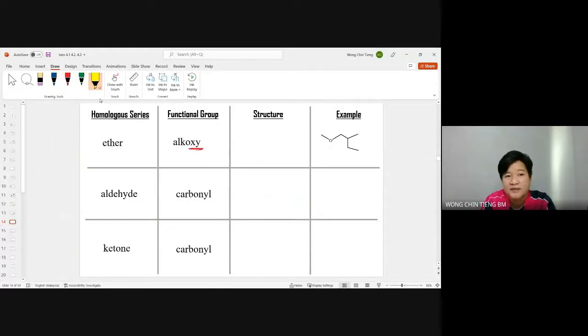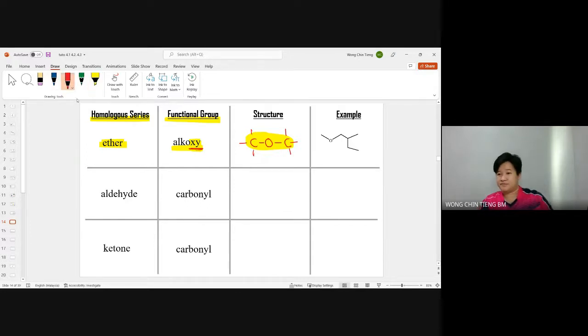Next, spelling. I have the homologous series ether. The functional group is alkoxy. Noticed? That is why I said spelling. Be very careful with the spelling. Alkoxy means C single bond O single bond C. It must sit in between carbon and carbon. That is our alkoxy.